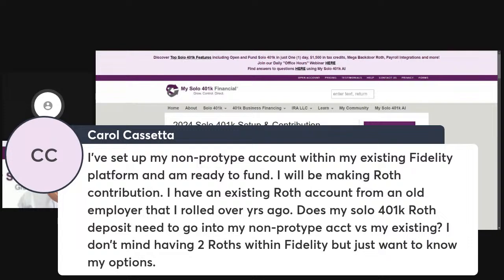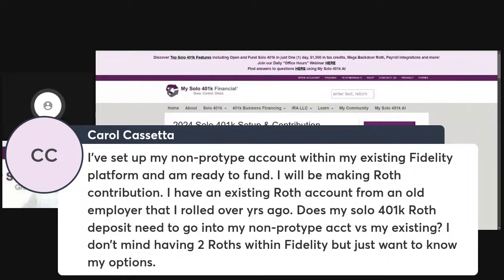Okay, another question here. I've set up my non-prototype account with my existing Fidelity platform and I'm ready to fund. I will be making a Roth contribution. I have an existing Roth account from an old employer that I rolled over years ago. Does my solo 401k Roth deposit go into the non-prototype account versus my existing? I don't mind having 2 Roths with Fidelity, but just want to know my options.